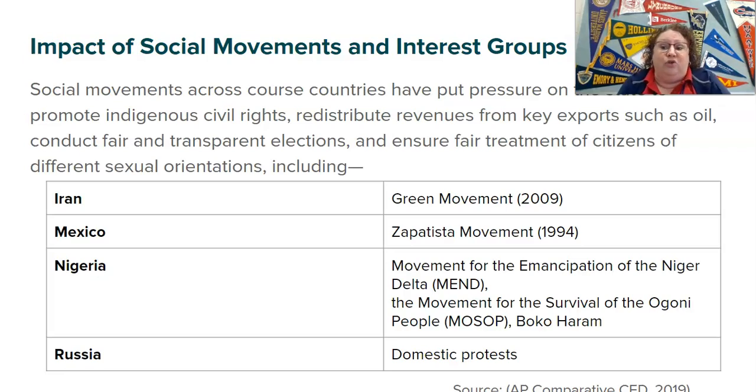We have in Iran the Green Movement in 2009. This is a direct result of opposition to Ahmadinejad, who was the president, and all signs point to these elections being rigged. This was his re-election. There's a great John Green video called Iran WTF, and it's all about the elections and the movements that come afterwards.